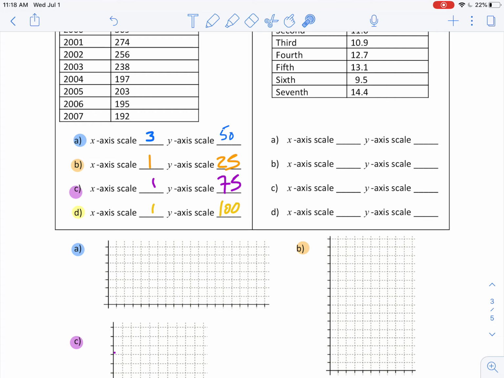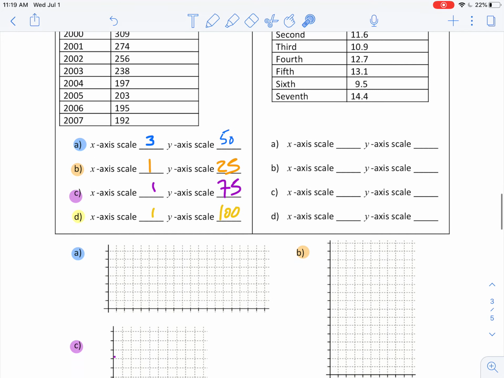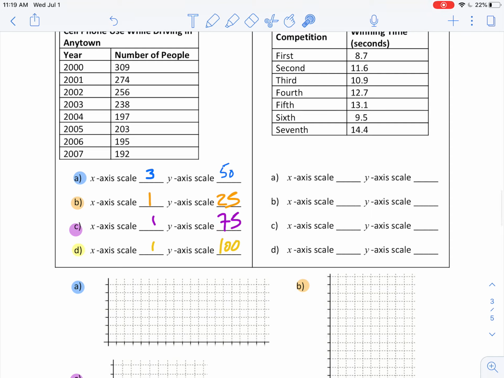Well, if you look at A, my x-axis is really long and my y-axis isn't so long. So if I look at my x-axis, these only go up by increments of 1 year. So every third tick mark, I'm going to place the next year. So every 3 spaces is where I'm going to place the next interval of the independent variable. Along my y-axis, I need to fill everything from the bottom. The lowest number here would be 192, and the highest is 309.